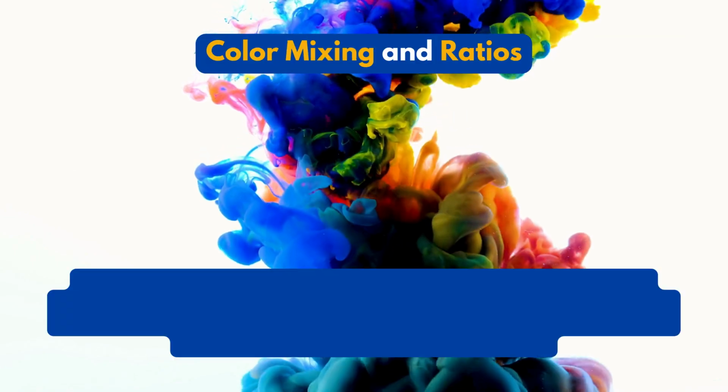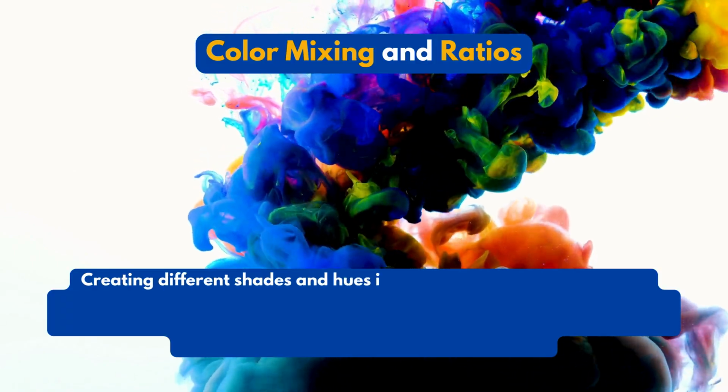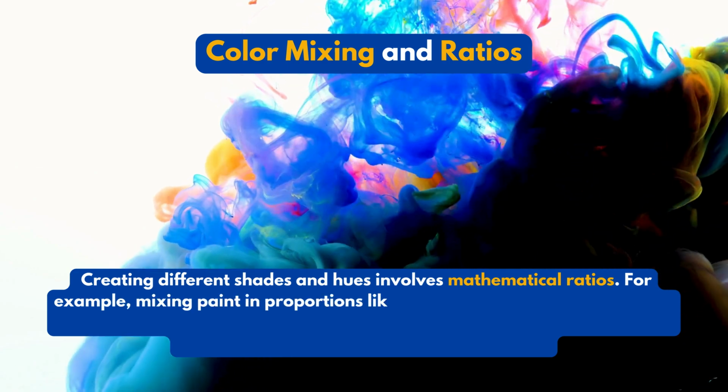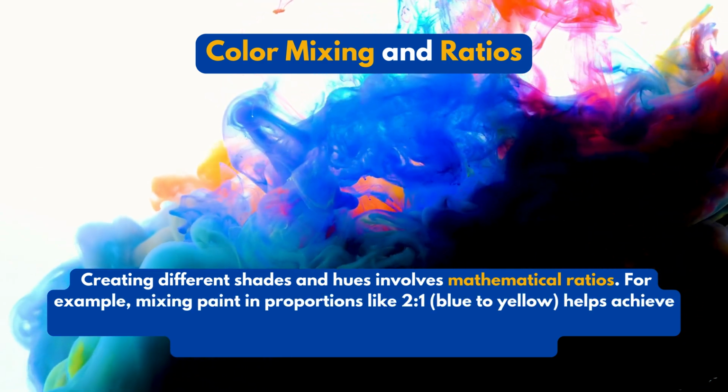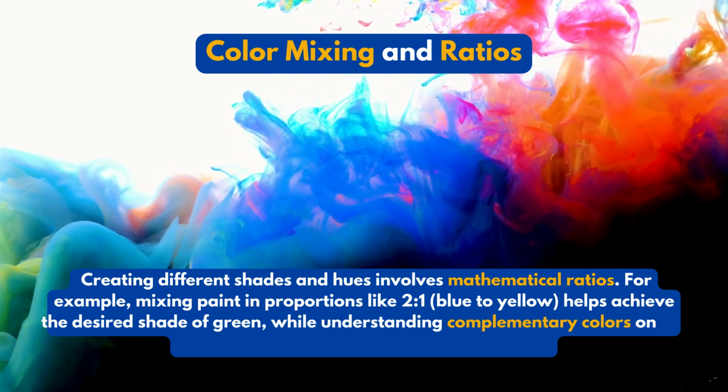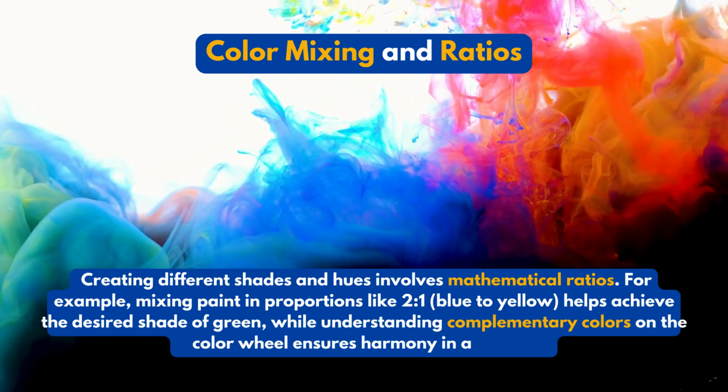Color mixing and ratios. Creating different shades and hues involves mathematical ratios. For example, mixing paint in proportions like 2:1, blue to yellow, helps achieve the desired shade of green, while understanding complementary colors on the color wheel ensures harmony in artwork.